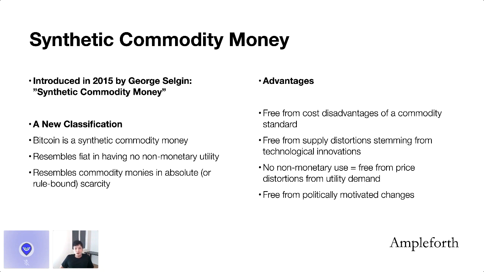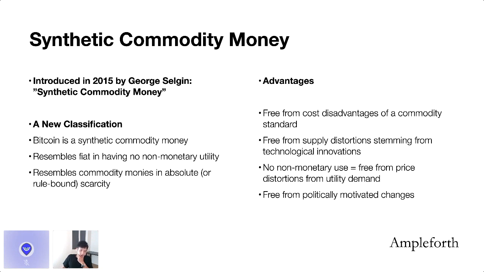It was similar to fiat in that it has no non-monetary utility. You can't eat it, right? You can't build your home out of it. You can't really consume it for any utility value. Yet it resembled commodity monies in that it was absolutely scarce, or it has this rule-bound scarcity. So it's similar to gold in that there's only so much of it on the planet. And noting that it required a classification of its own, he decided to call it a synthetic commodity money.